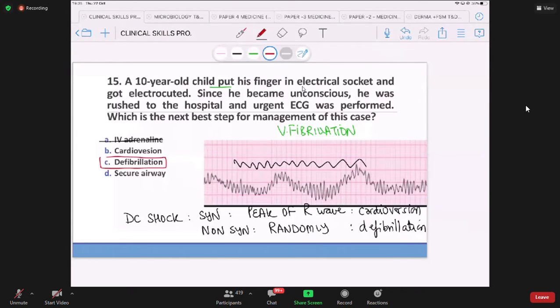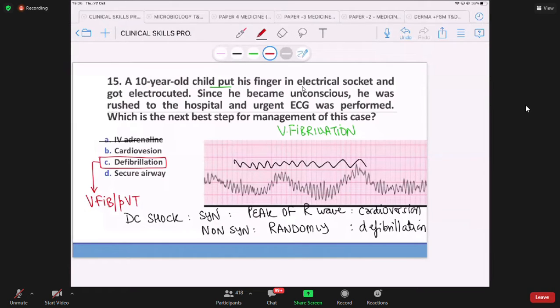Remember my next statement very, very carefully. Defibrillation is the answer to only two MCQs: ventricular fibrillation and pulseless ventricular tachycardia. Only in two multiple choice questions is the answer ventricular fibrillation and pulseless ventricular tachycardia. These are the only two medical conditions where the answer is defibrillation.